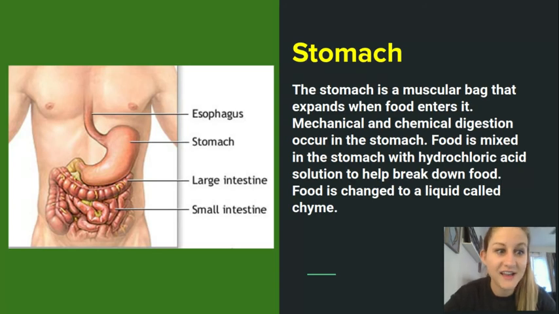All right, in your stomach, this is where we have digestion occurring mechanically and chemically. So your stomach is a muscular bag that expands when food enters it. Food can be mixed up physically, right? Because your stomach is a muscle, it will end up moving that food around. But food can also be digested chemically. You have enzymes that are released in your stomach. You have hydrochloric acid solution that helps to break down the food in your stomach. And in this process, your food is changed into a liquid called chyme, which will be passed down into your small intestine and then your large intestine.